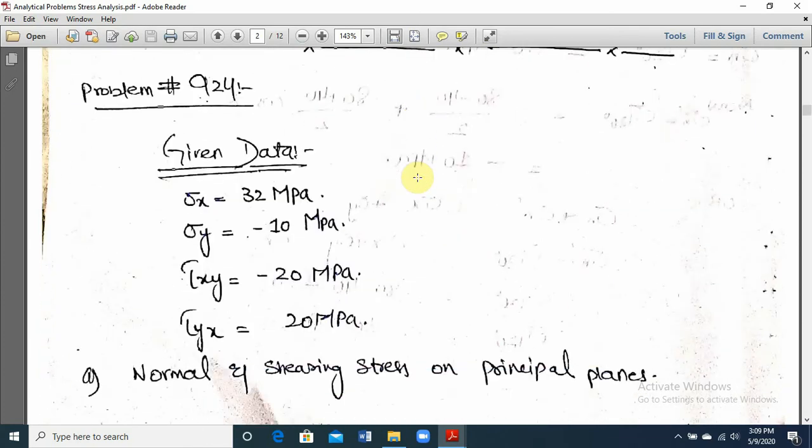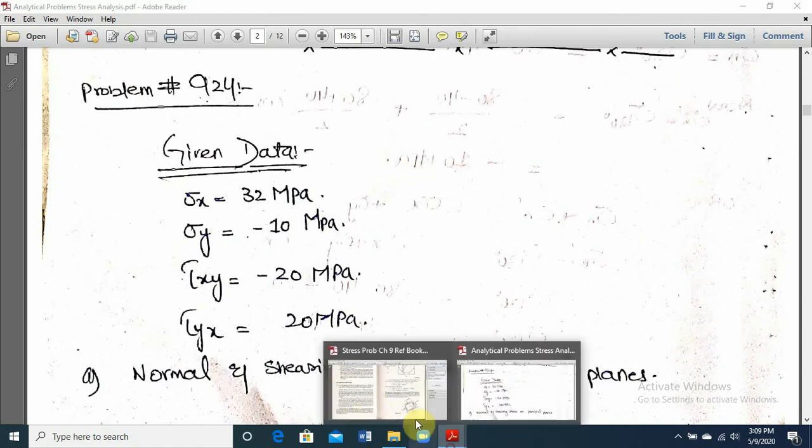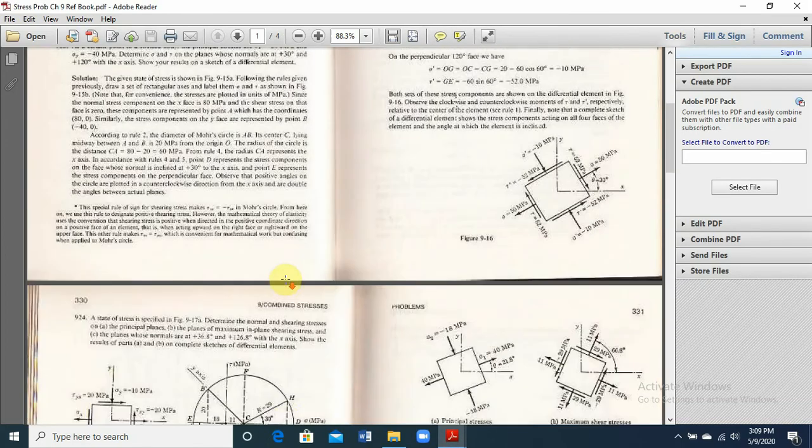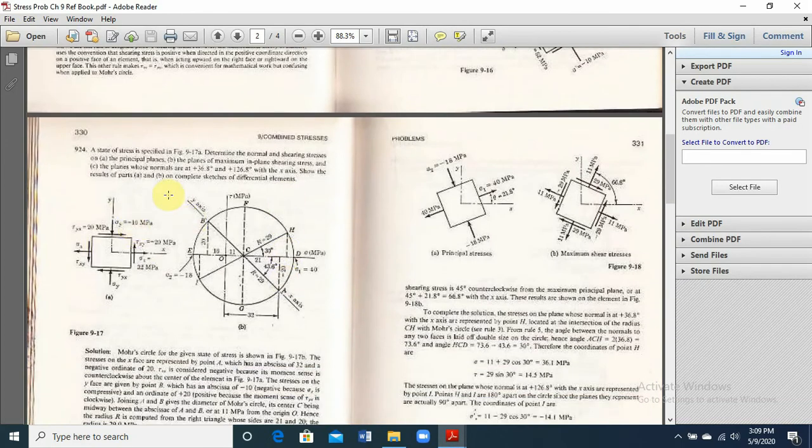So let's come to problem number 9.24. Problem number 9.24 states that a state of stress is specified in the figure. Determine the normal and shearing stresses on a principal plane. Number 2, on the plane of maximum in-plane shearing stresses. And number 3, the planes whose normals are at plus 36.8 degree and plus 126.8 degree with x-axis. Show the results of all these on a complete differential element or sketch the differential element.